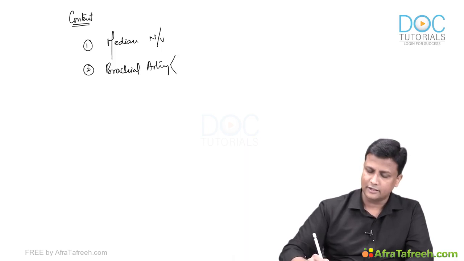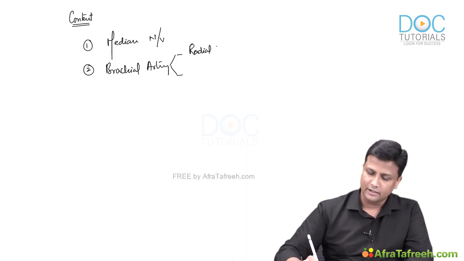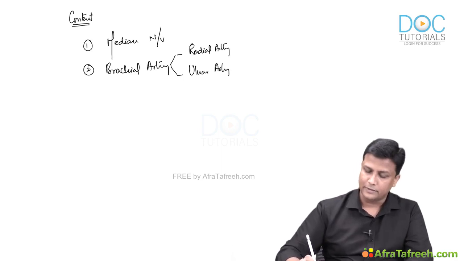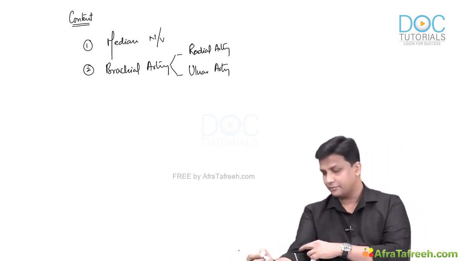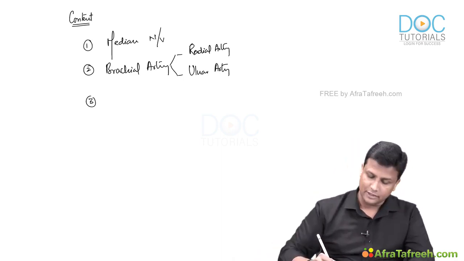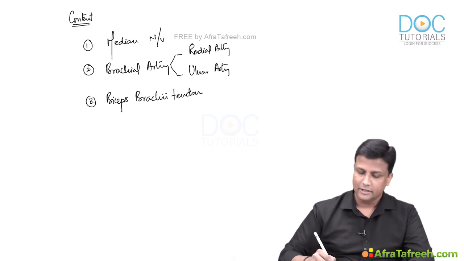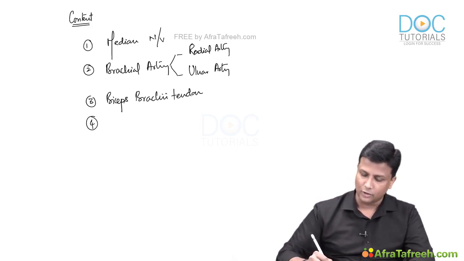And we have discussed in detail here, guys. Brachial artery will come in the cubital fossa, and in the cubital fossa it will be dividing into the radial artery and ulnar artery. Number three, you will be having the tendon of biceps muscle also here. That is biceps brachii tendon. And finally number four, you will be actually having the radial nerve.